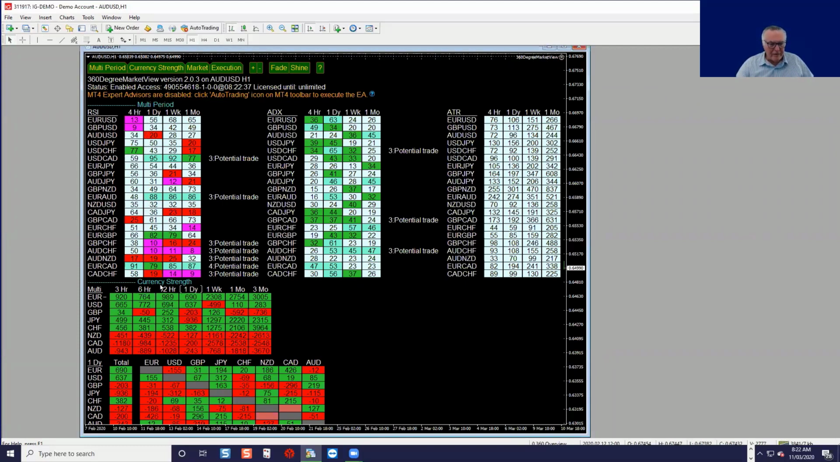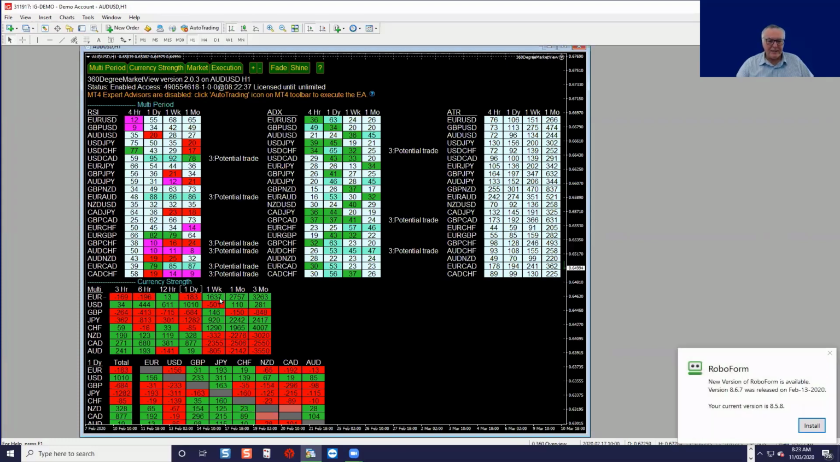Let's start with the currency strength. In the last week, the euro has been the strongest currency compared to all of its trading partners. It's gained over 1,600 pips from its trading partners, and the Canadian has been the weakest currency. So those are the two in the last week. In the last day, the pound has gained a lot of strength, the biggest gainer out there, and the yen has lost the most value compared to its trading partners.